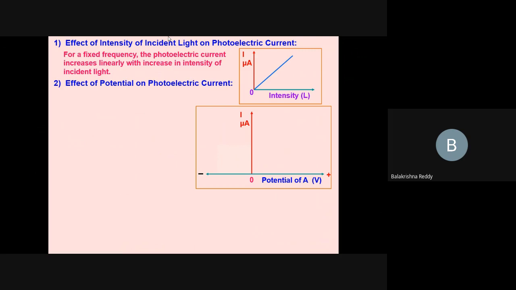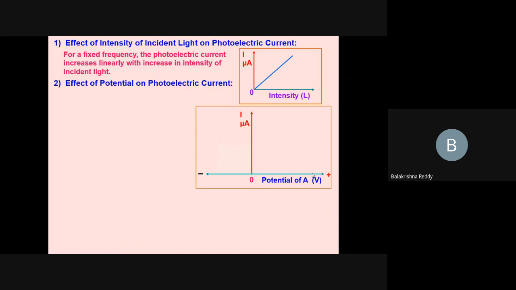I have a chance to increase the potential of the anode. Means if I increase the positive potential, what happens? Whatever electrons are coming get attracted and the electrons' energy will increase automatically. They get faster attraction towards the anode. Due to that, the photoelectric current increases with increasing anode potential.